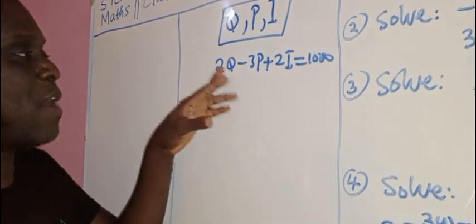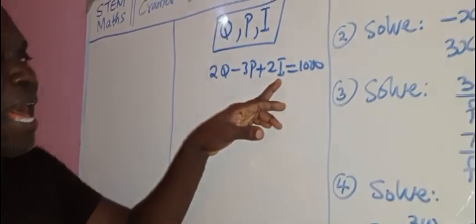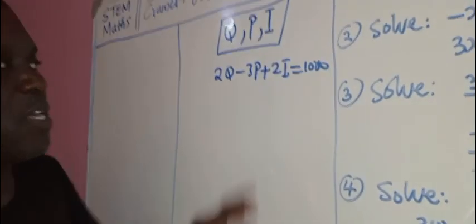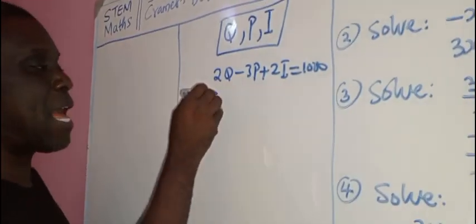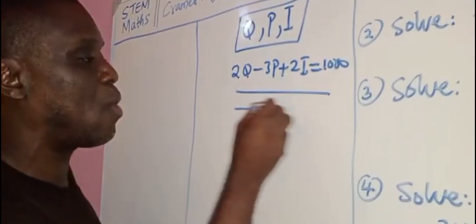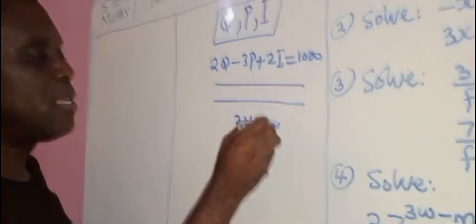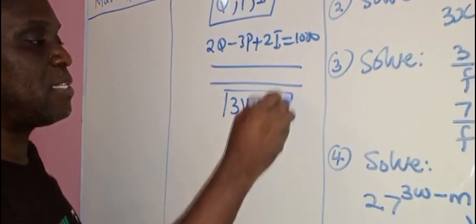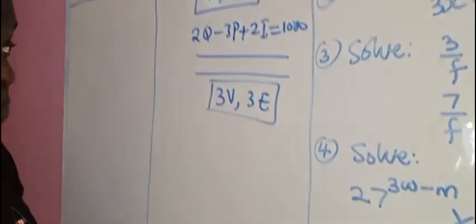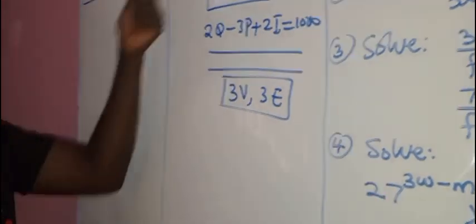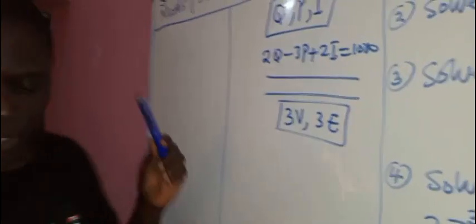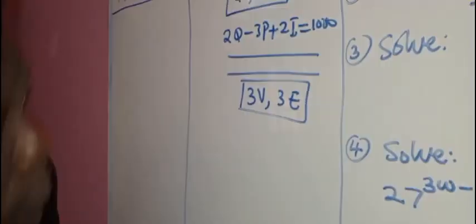Now, for me to be able to find q, p, and i, I need 3 equations. It means I need to generate another equation and another one, because 3 variables, I need 3 equations. I've said this and emphasized this in the previous production of other methods for solving simultaneous equations. Okay? So that is very important.